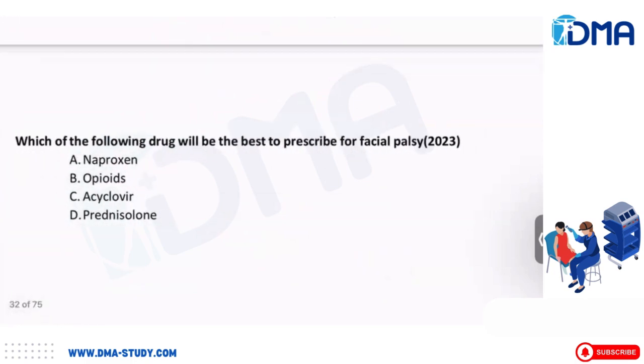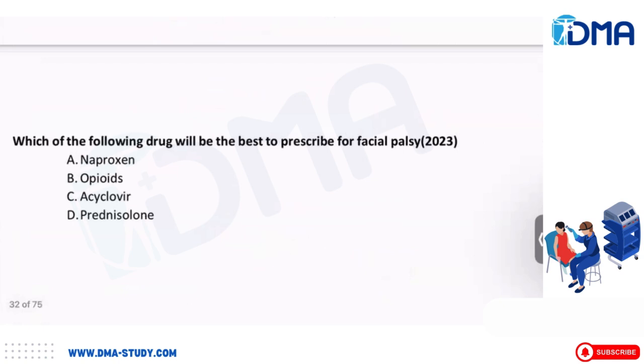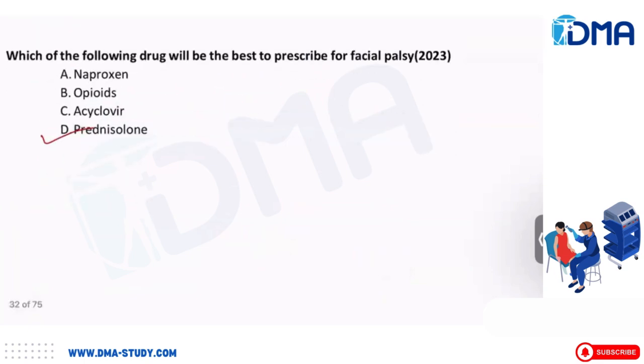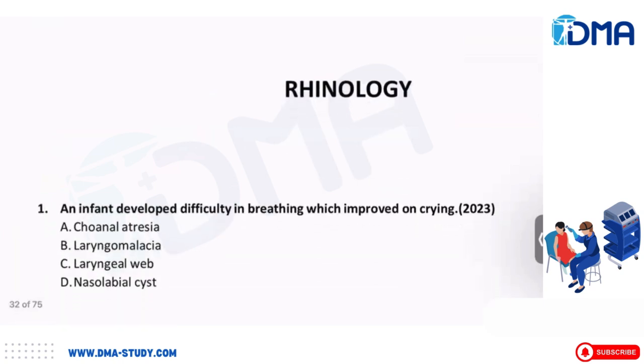Which of the following drugs will be best to prescribe for facial palsy? Which among the following is a steroid? It is prednisolone. See, this is a question which was asked in this June session. So they are asking a lot of questions from facial palsy. Now we are entering into nose, rhinology.